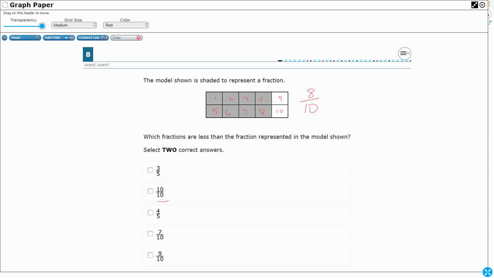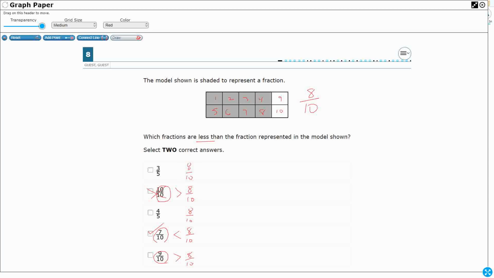Well, take a look at this. I've got three fractions that are already in tenths. So let's check that, right? So 10/10 is greater than 8/10, so that's not what I need. I'm looking for something that is less than 8/10. 7/10, right? Since it's the same denominator, I can just compare the numerators. That one's going to work. And then 9/10, that's not going to work. All right, now for these two, we need to make common denominators.